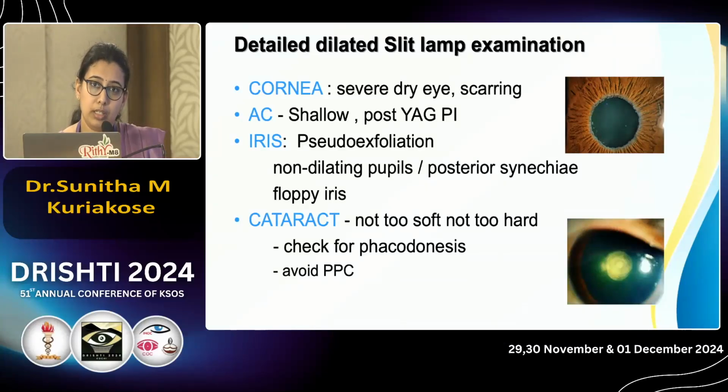Even if on a sitting position on the slit lamp there is no phacodonesis, the zonules might be weak. Once you enter the anterior chamber, you start your access, the lens and the bag might start to shake. Rule out non-dilating pupils, posterior synechiae, any floppy iris. Cataract, don't go for soft or too hard cataracts. Check for phacodonesis and avoid a PPC.